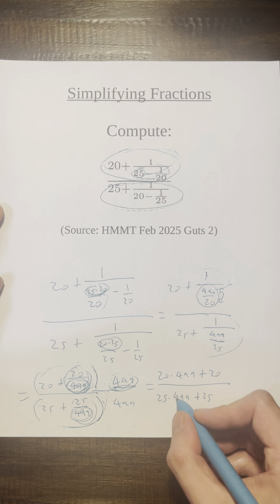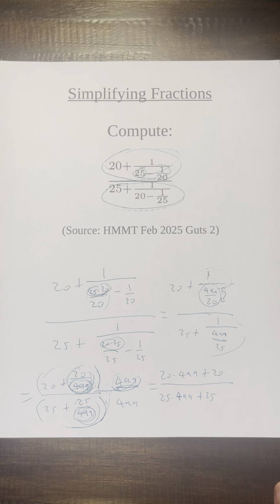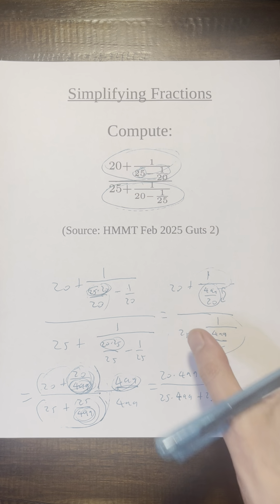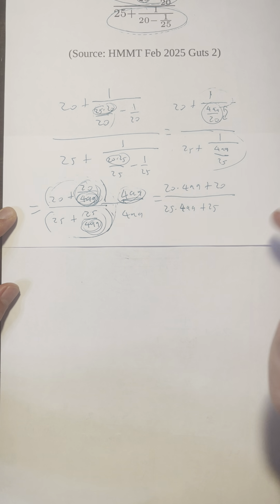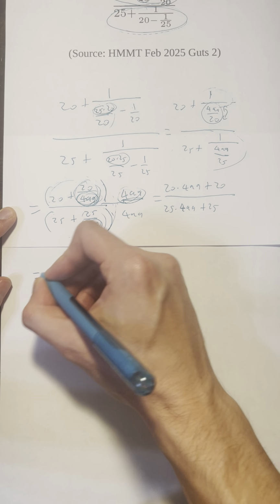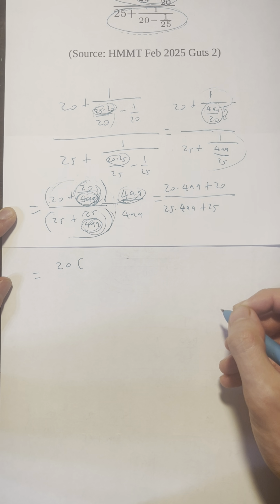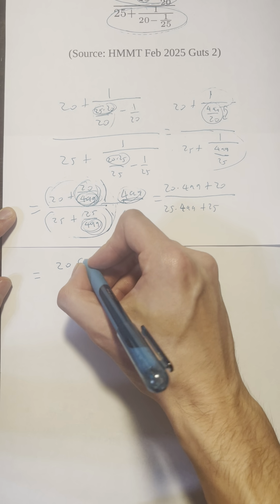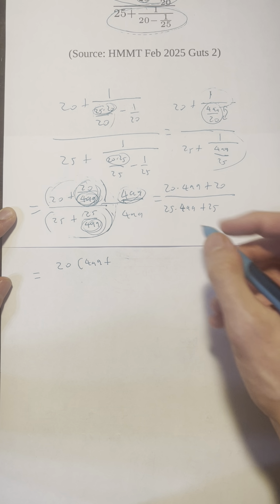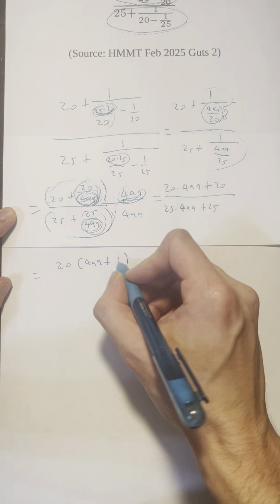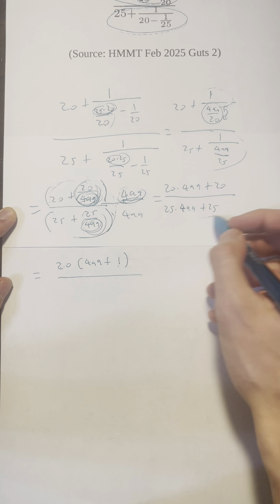But how can we simplify this further? Is there something that we can factor out? Well, yes. For the numerator, we can factor out a 20. So it becomes 20 times how much? So 20 times 499 plus how much? Plus 1, because 20 times 1 is 20. Now I'll give you a second to pause the video and repeat my steps with the bottom.